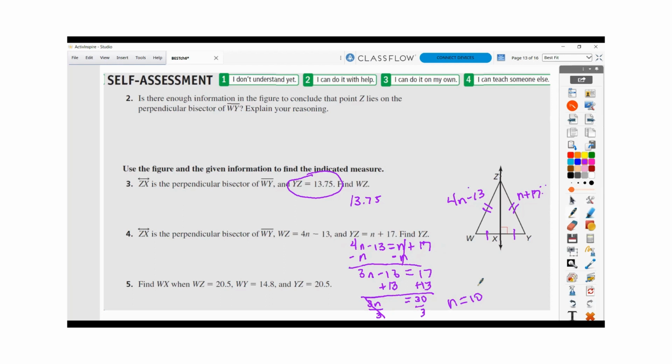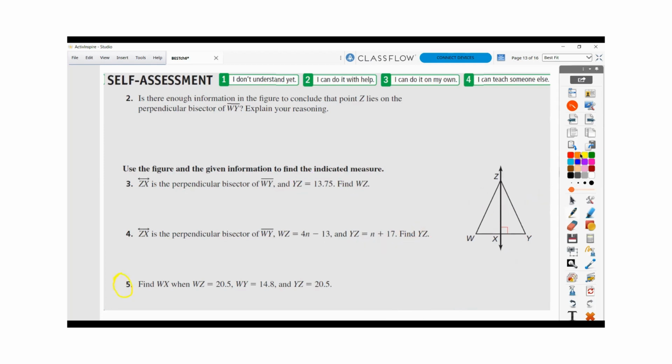Psych, we're not done. Because they want us to find the distance from Y to Z. So we have to go back and plug in here. Since the distance from Y to Z is n plus 17, and we just found out that n is 10, 10 plus 17 is 27. And that is the answer for number 4. So I'll give you a second to write that down. You can pause the video if you like.